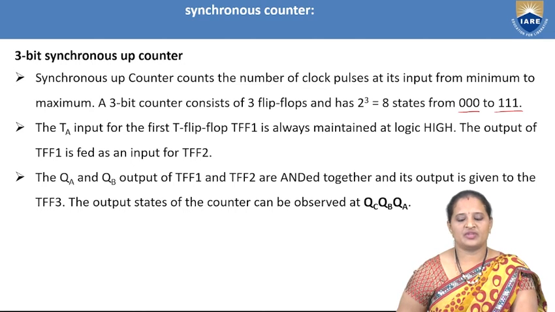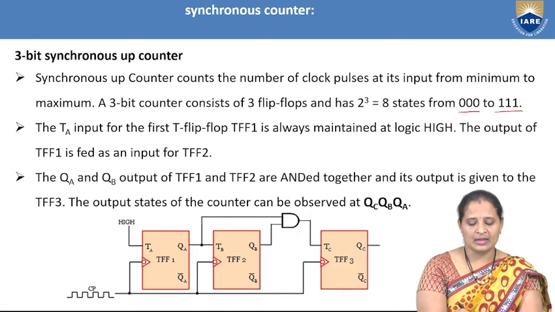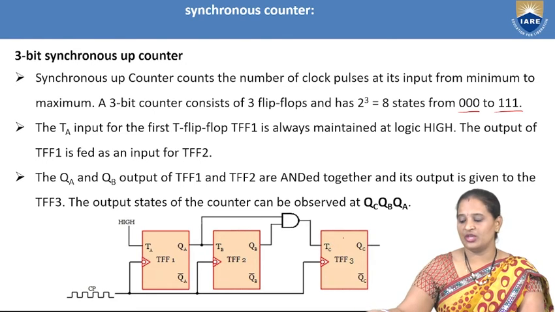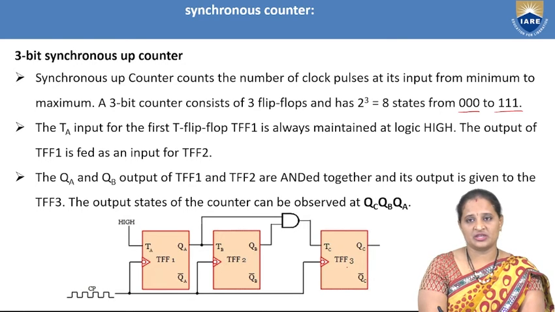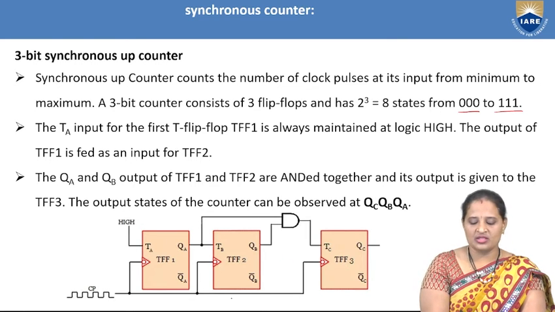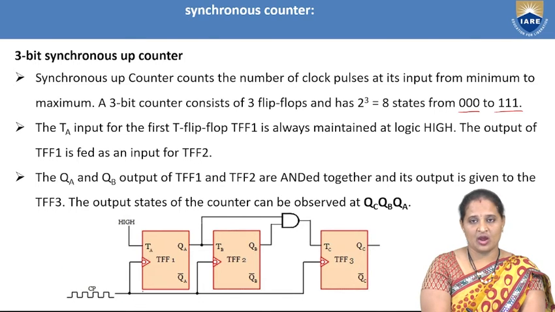So here we have 3 flip-flops in which the output of the first flip-flop is given as input to the second flip-flop. The first and second flip-flop outputs are ANDed together and given as input to the third flip-flop. So that you have to understand. We have used 3 T flip-flops here. All the 3 T flip-flops are applied with the same clock pulse, whose pulses are to be counted.